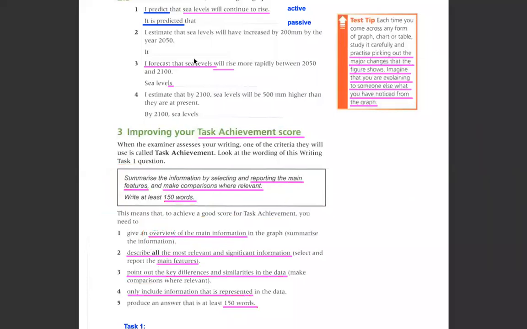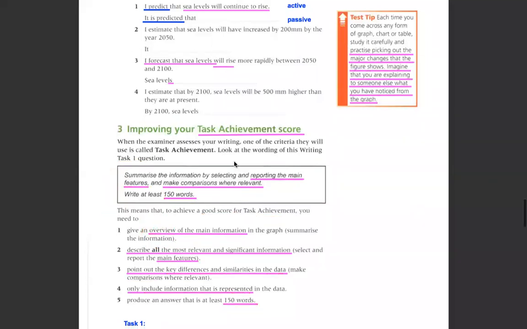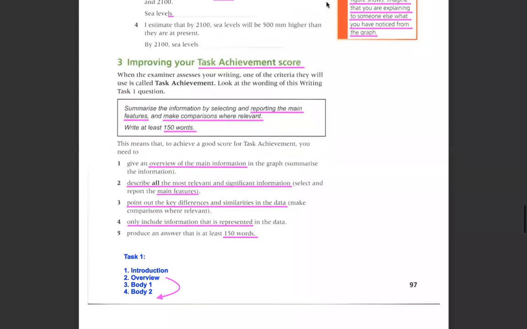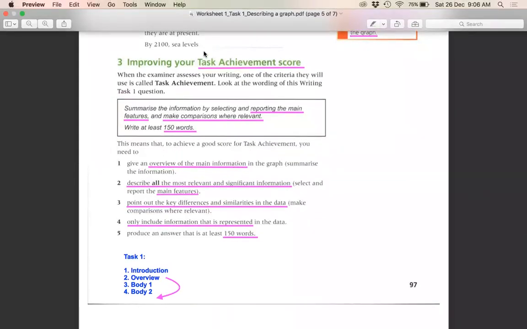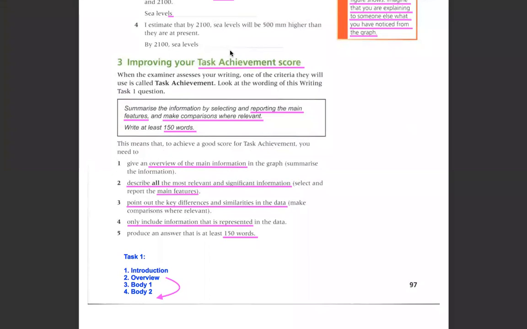So let's quickly have a look at the structure of a task 1. So this is the structure. So first you write your introduction.